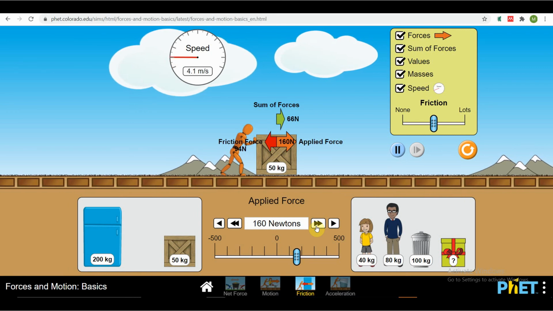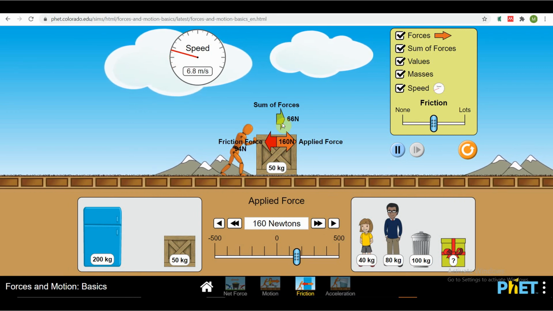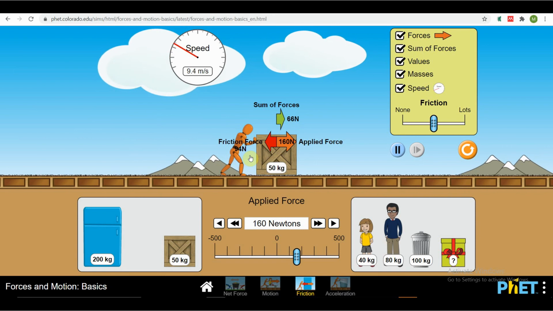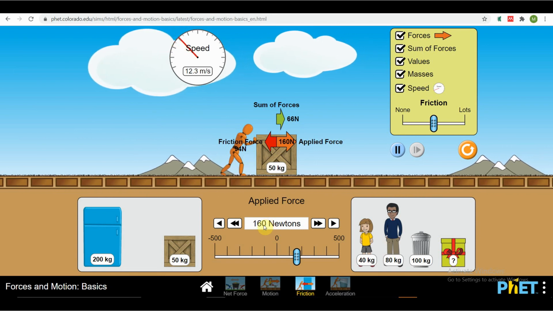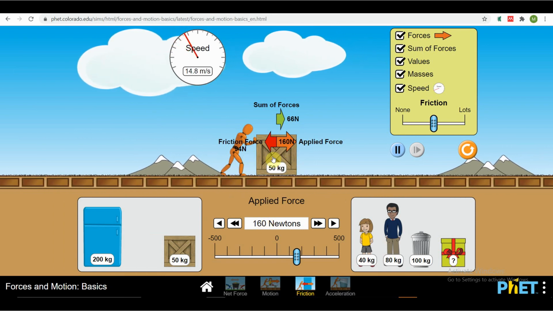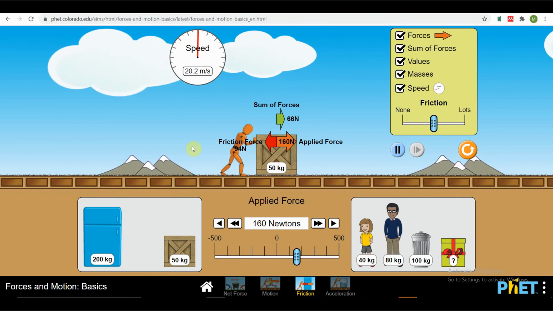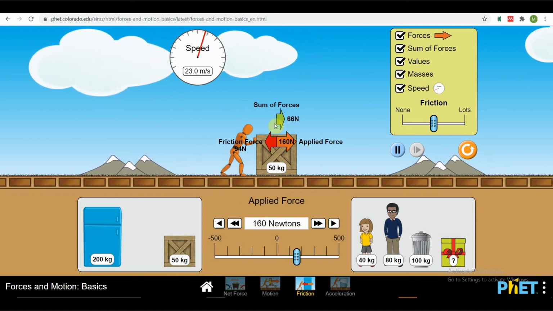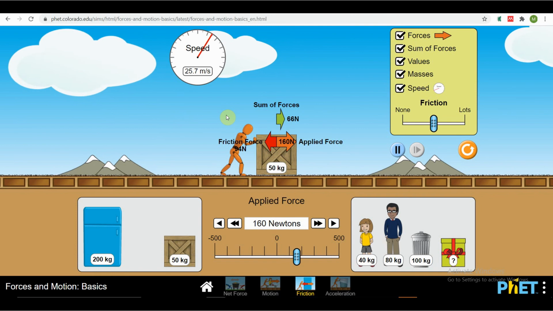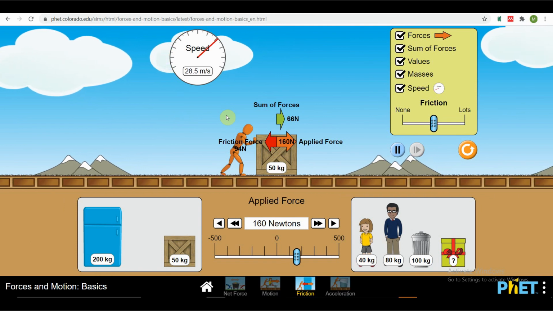Now it starts to move. Why does it start to move? The sum of the forces became 66. I'm applying 160 Newton, which is bigger than the 94 Newton of frictional force. So the difference gives us 66 Newton, which is a big force, big enough to keep pushing this box.